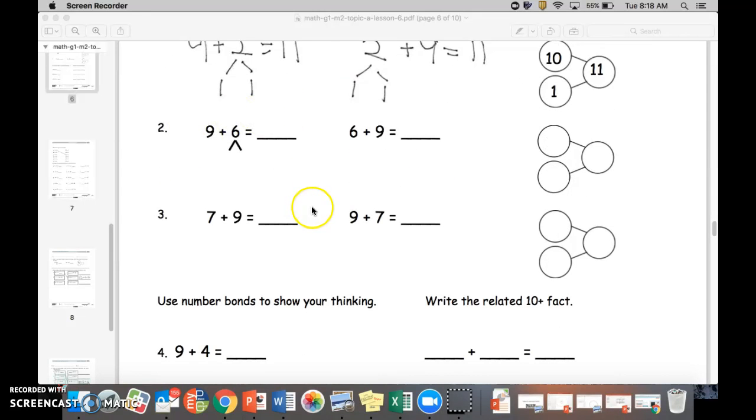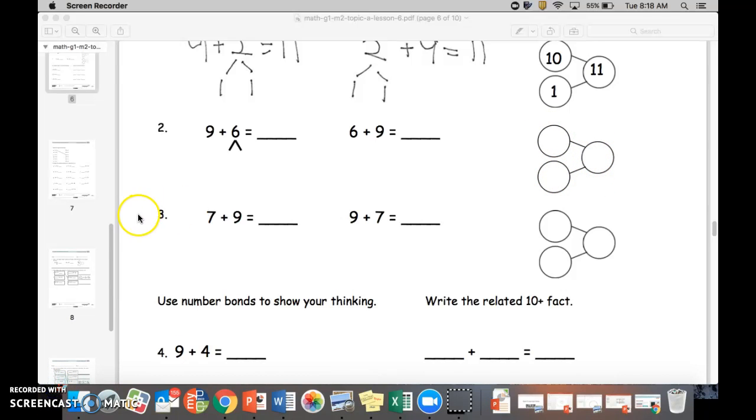So for 2 and 3, you're going to do the same thing. Break apart 6 to show me how to turn 9 into a 10. And the same thing here. And then fill in your number bond with your 10 fact. So 10 and what? And then your answer.